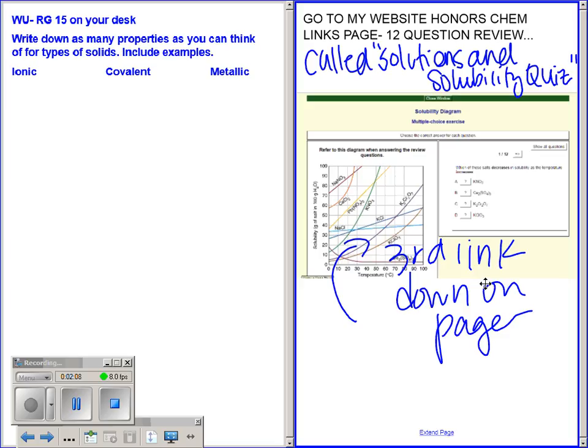Alright, put your hand in the air if you're done with Socrative. Okay, put your hand in the air one more time if you're done with Socrative. Okay, great. Either one, I don't care which one you move to next.